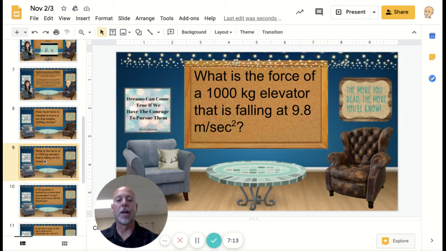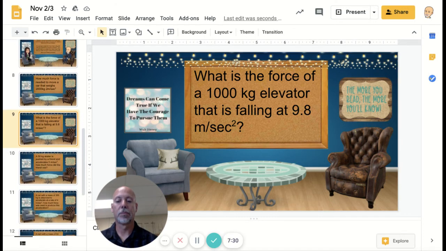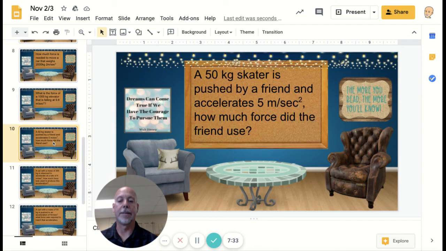How about what is the force of a 1,000 kilogram elevator that is falling at 9.8 meters per second squared? So force equals m times a. So mass is 1,000 kilograms, 9.8 meters per second squared. All right. How about a 50 kilogram skater that is pushed by a friend and accelerates at 5 meters per second squared? How much force did the friend use to get that 50 kilogram skater moving at 5 meters per second squared?